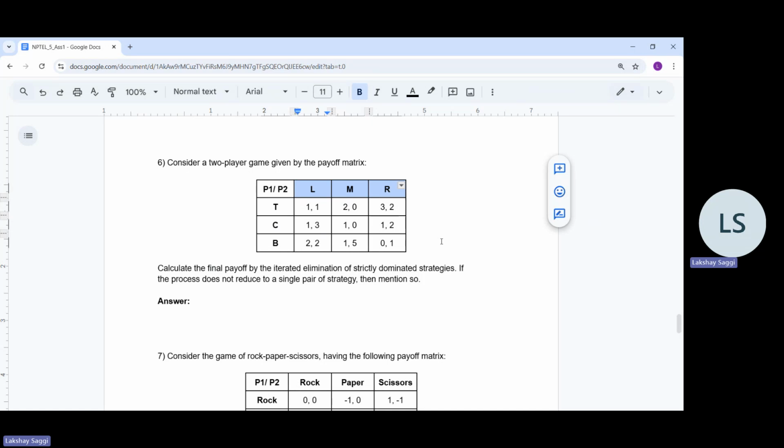So one takeaway from this problem is that strictly dominating strategies need not always exist. We see that no strategy strictly dominates the other.